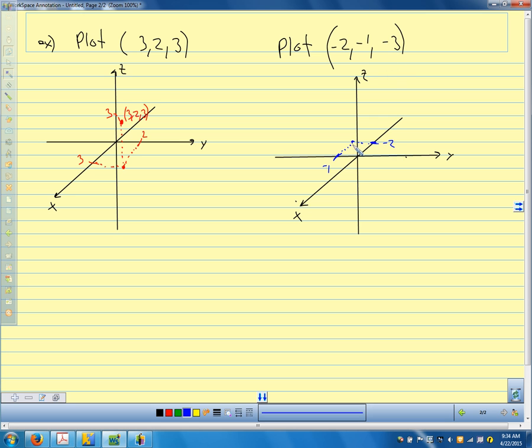And then I'm going to go down 3 units. And that would be the point -2, -1, -3. And that would be -3 there. 3 units below the XY plane. Kind of going back and down.